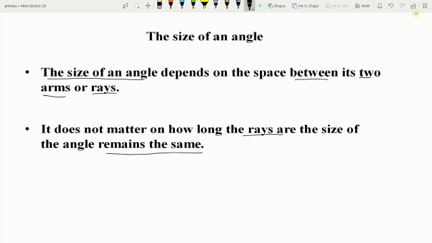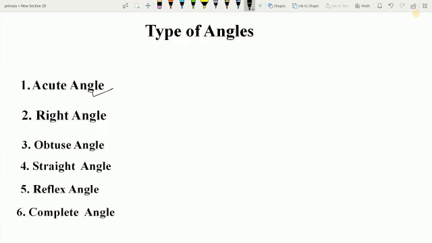Students, there are 5 types of angles according to their measurement. That is acute angle, right angle, obtuse angle, straight angle, reflex angle and complete angle. Now let us learn more about each one of them.